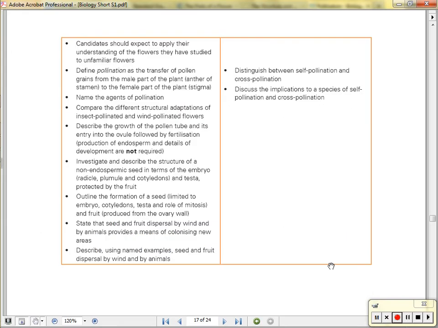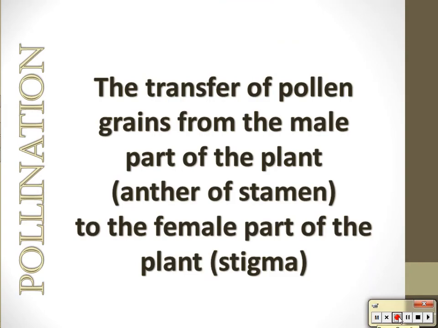Next, you need to define pollination. So pollination is the transfer of pollen grains from the male part of the plant to the female part of the plant, basically the stigma. So that's just the same as how humans, quote-unquote, pollinate, so to speak.